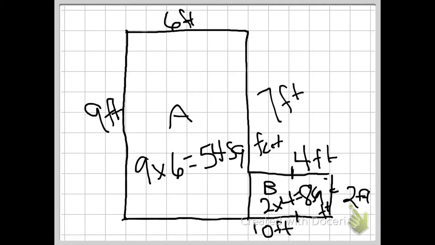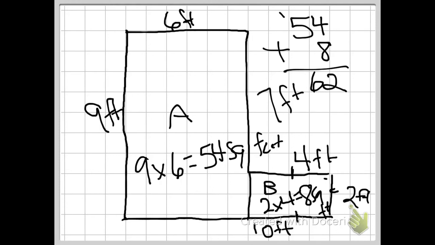Now what we need to do is add the areas together. So we have 54 plus 8. 4 plus 8 is 12, and I carry my 1, 62. So the total area of these rectangles, or this one irregular shape, would be 62 square feet.